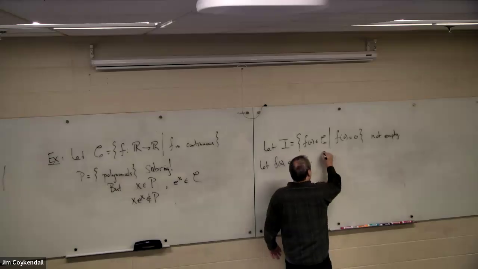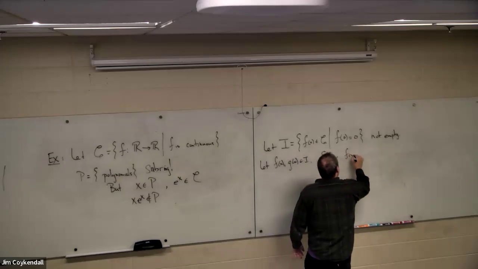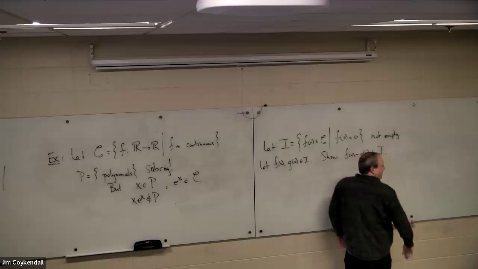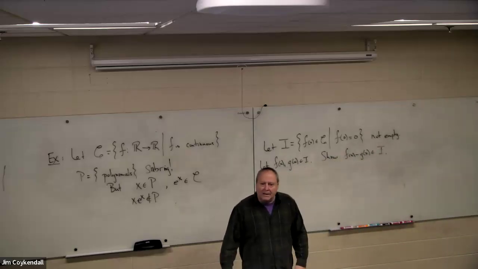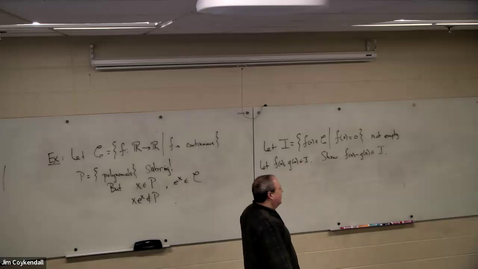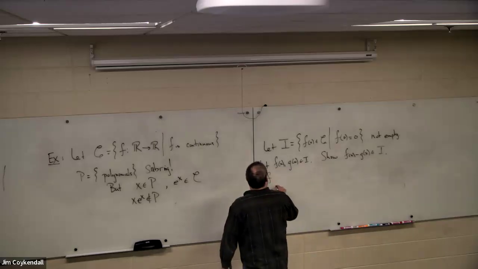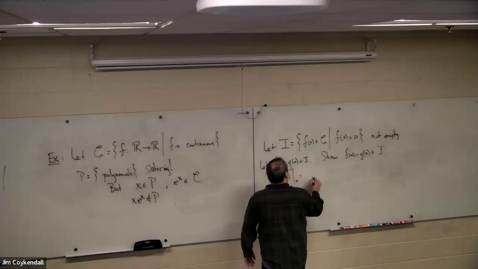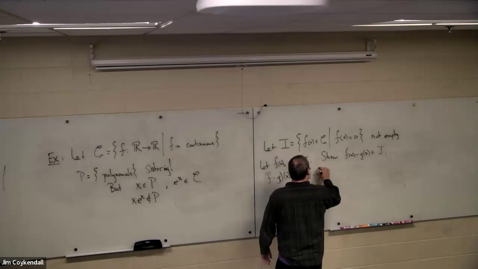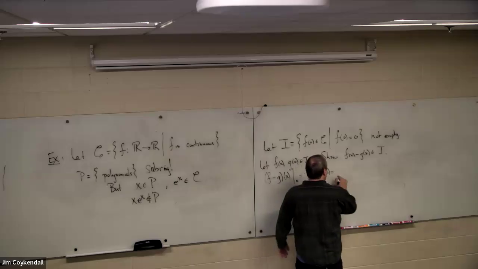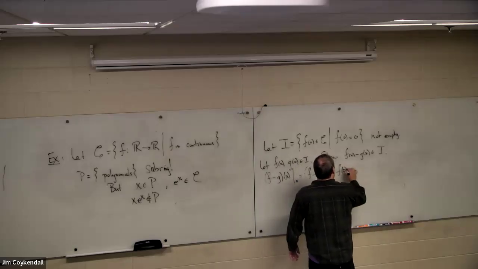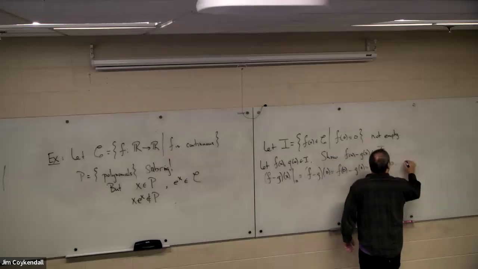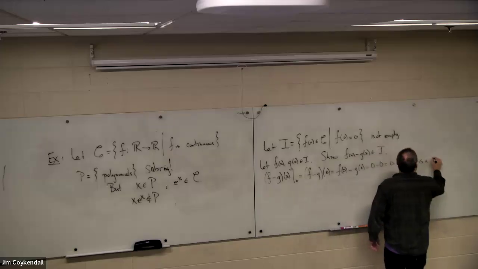I want to show f of x minus g of x is in I. And if I can do so successfully, this will mean that I is in fact a subgroup. But look, f minus g of x evaluated at 0 is f minus g evaluated at 0, which by definition of pointwise addition and subtraction is f of 0 minus g of 0, which is 0 minus 0, which is 0. So I is a subgroup.